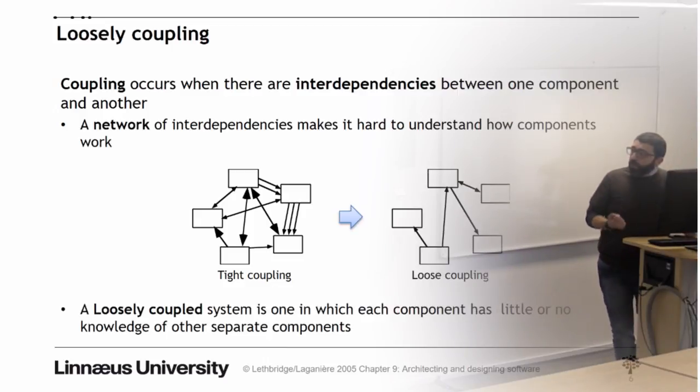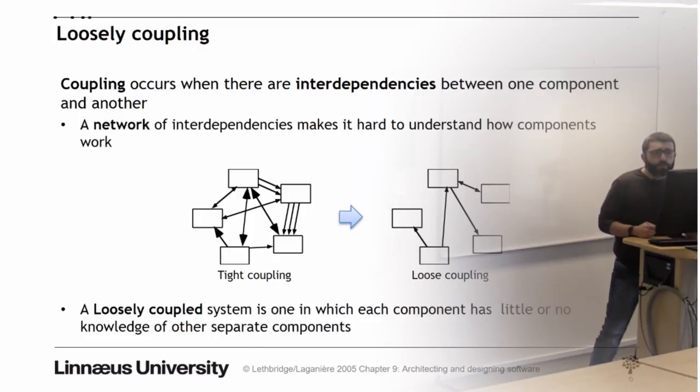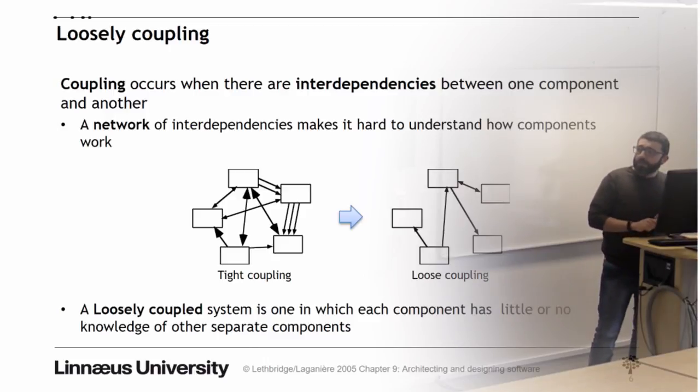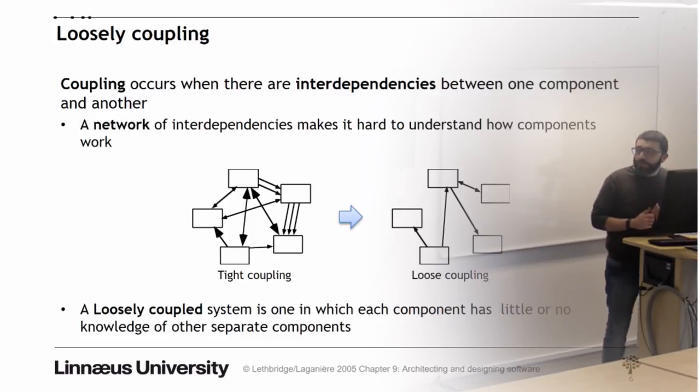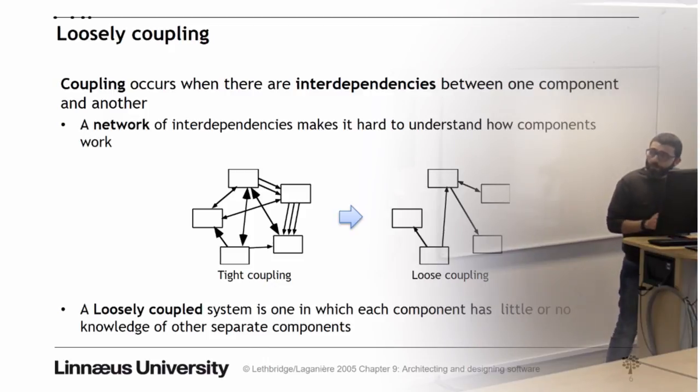Then, what we usually need is to strive for loose coupling. A loosely coupled system is a system where each component has little or no knowledge about the other components. So the smaller the number of interactions and dependencies that we have in the system, the better the system is, because it is much easier to maintain and understand the system, and if we make any change in one component, then we don't have too many effects on the remaining components.